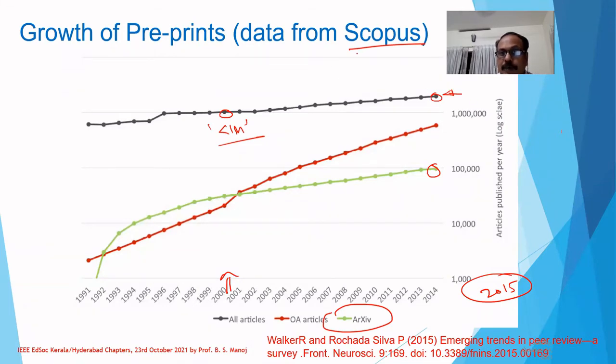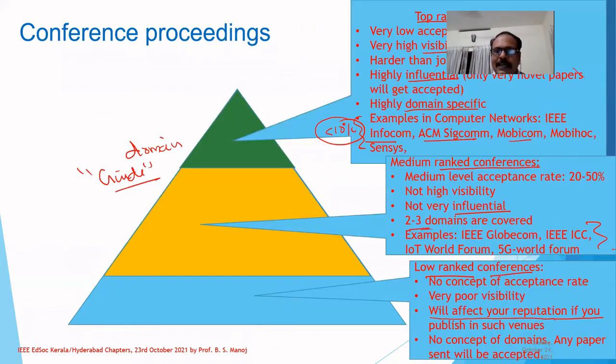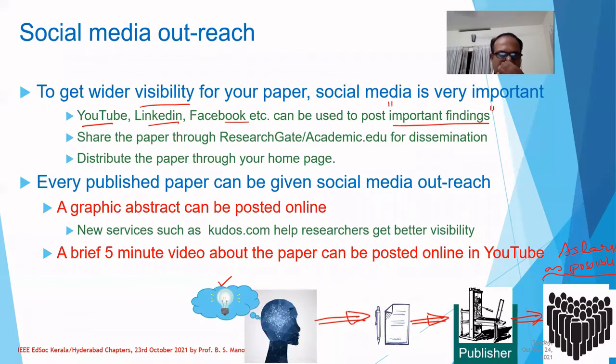This is about just one Scopus indexed journals. There are many other journals outside the Scopus, and the number of publications coming out of these journals is quite large. So when you have a large number of papers, getting visibility, getting the paper to a reader is becoming a very, very big challenge.